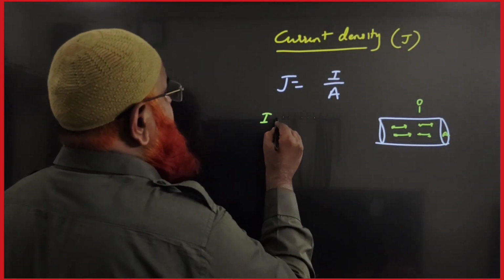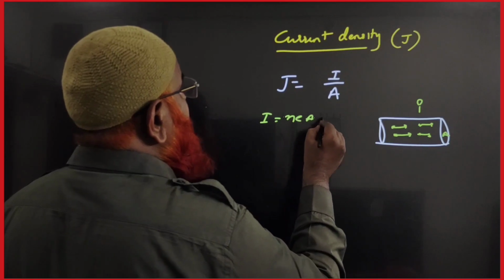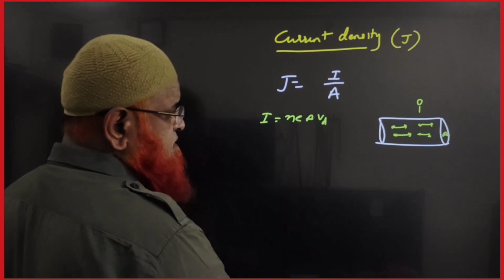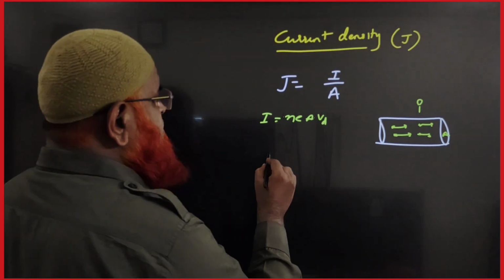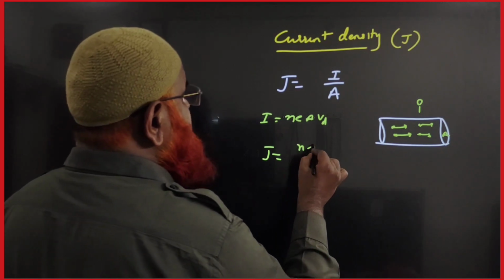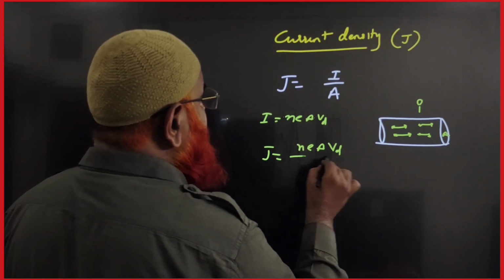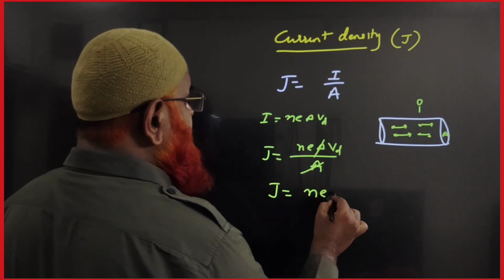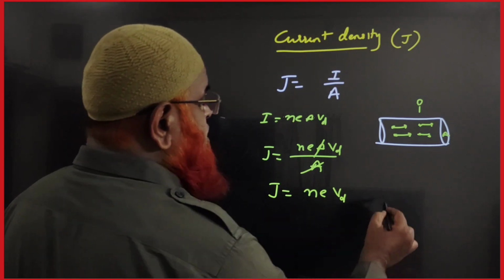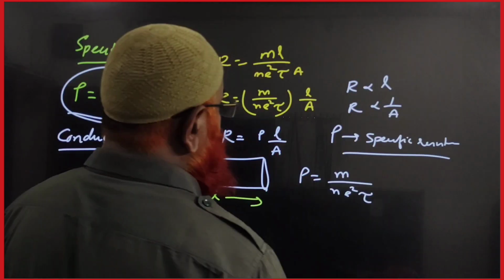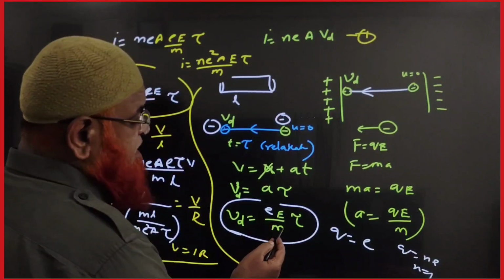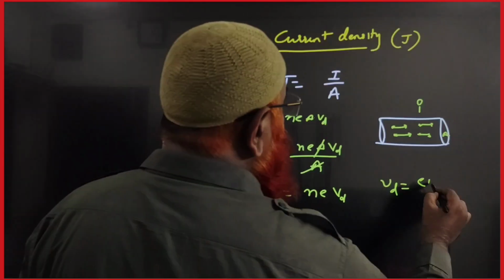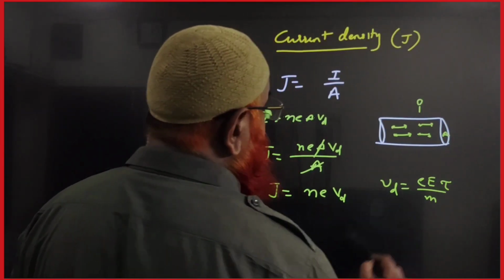And you also know that I = neAVd. Just now we have derived it previously. So if you substitute here, how much are you getting? I = neAVd divided by A, A gets cancelled. J = neVd. And you also know what Vd we got. Vd means eE/m into τ.